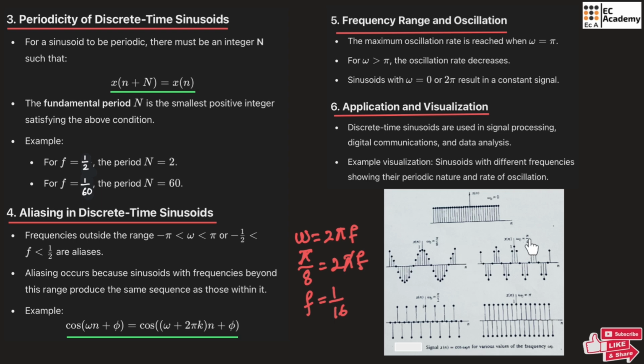This is for omega is equal to pi by 4, which means the fundamental frequency will be equal to 1 by 8. So after every 8 samples, the signal is repeating itself. And here f will be equal to 1 by 4 since omega is equal to pi by 2. So after every 4 samples, the signal will be repeating. This waveform shows the highest rate of oscillation where omega is equal to pi. So if omega is equal to pi, f will be equal to 1 by 2. Then for every 2 samples, the waveform is repeating.